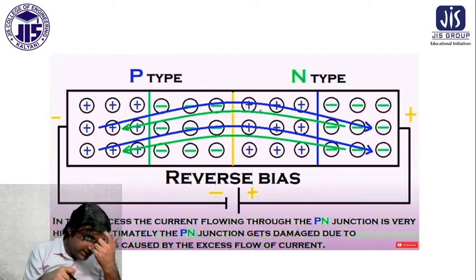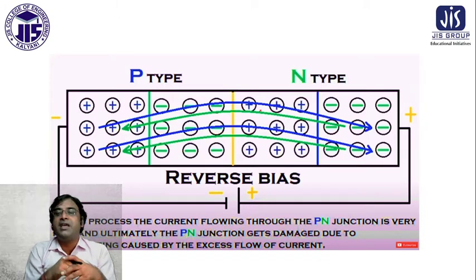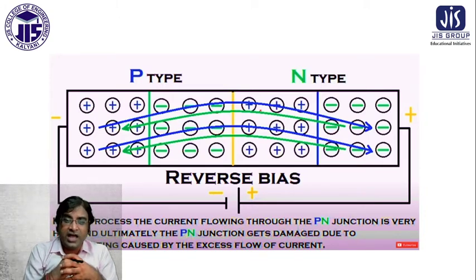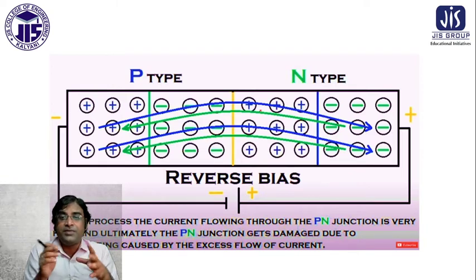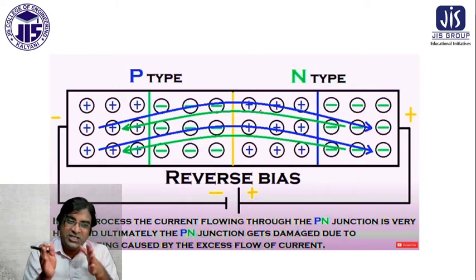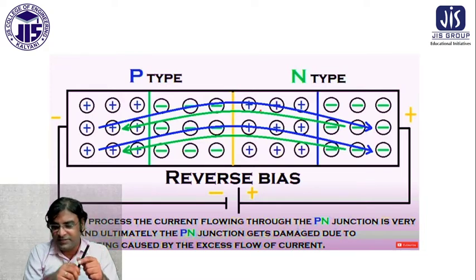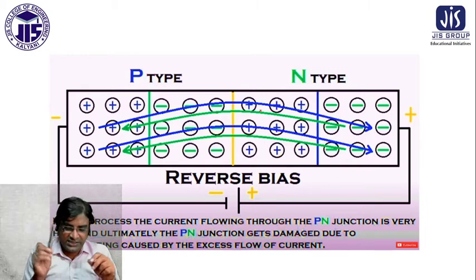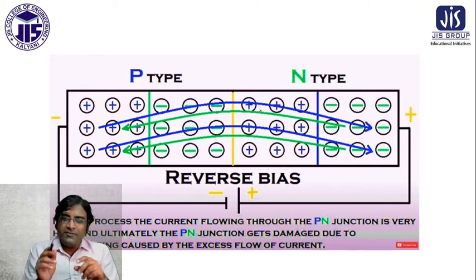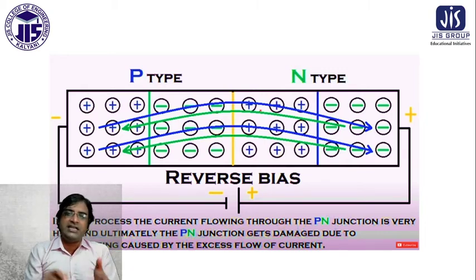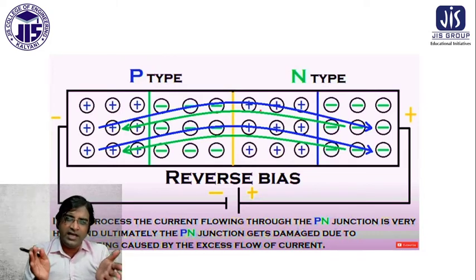Now, in this process, the current flow through the PN junction is very high and unlimited. Ultimately, the PN junction gets damaged due to overheating caused by the excess flow of current. It's a very important term, important representation. Whenever I am increasing this voltage, after a certain time the voltage is very high, the bonds all break and a huge current flows.